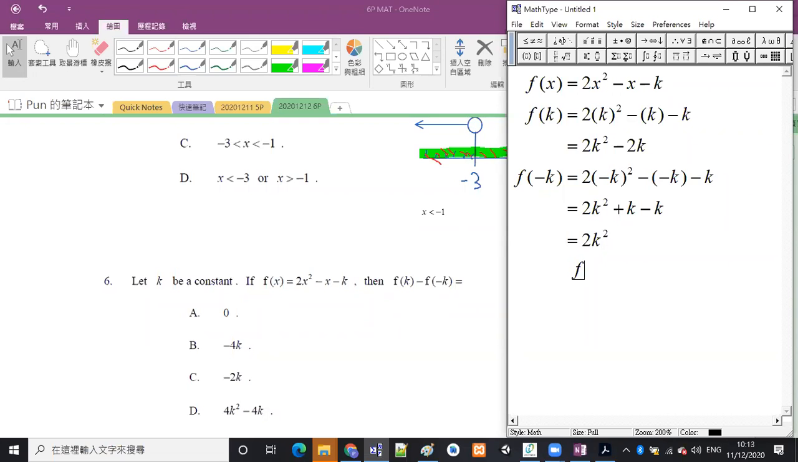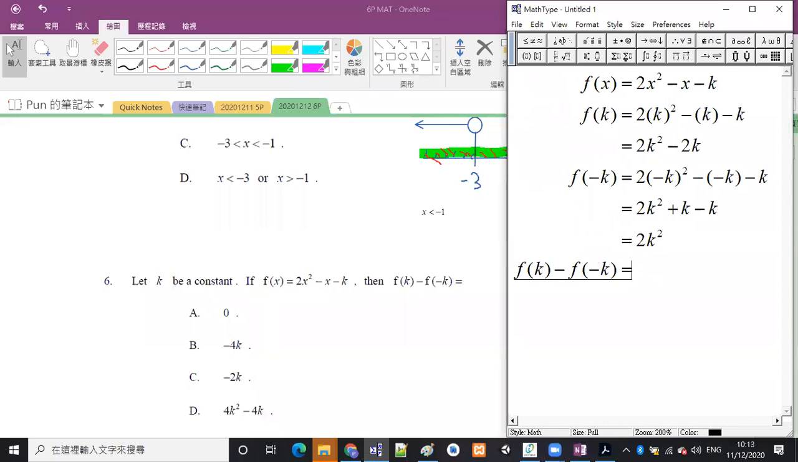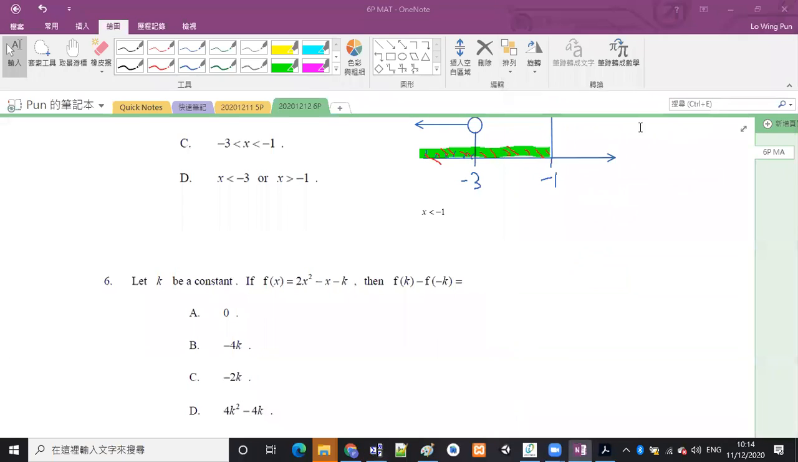And finally, we can answer the question by putting these two things together. So our f(k) is 2k squared minus 2k. Minus f(negative k), which is 2k squared. So that's 2k squared minus 2k minus 2k squared. And then 2k squared and 2k squared will be cancelled by each other. So what is remaining is just negative 2k. So the answer is option C. Get it?